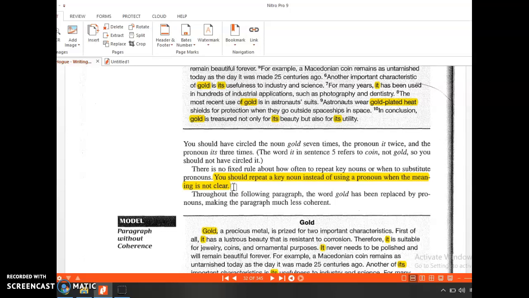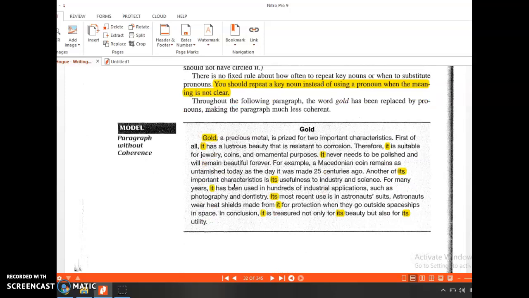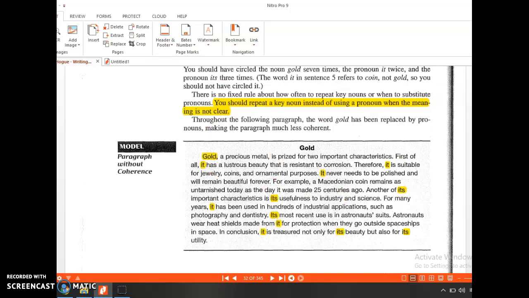Okay, look at this: a paragraph without coherence. Read this paragraph. It is actually the same paragraph as the gold one before, but we changed all of the word gold to it. When you read this at home, it will become confusing. It will become not clear. So that's why you have to know when to repeat the key noun, or when to replace the key noun with the pronoun.